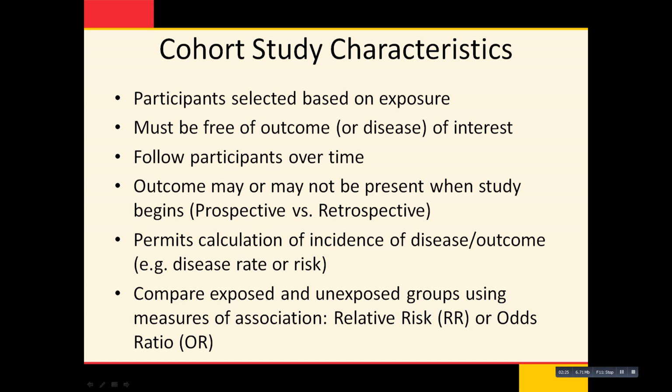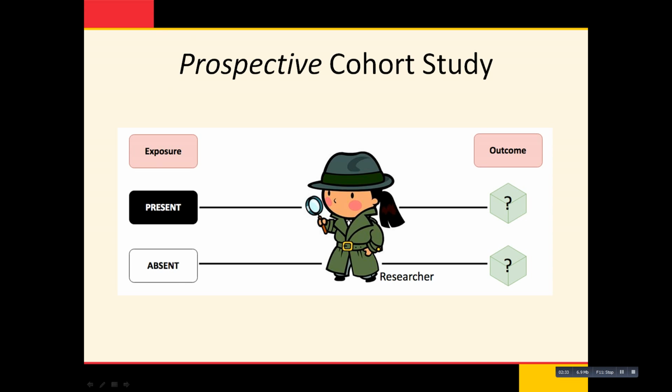So let's talk about the timing of cohort studies. Prospective means to look forward in time. When the investigator gets involved in the study, participants are classified according to their exposure, whether it's present or absent, and then the investigator follows those people over time to see when they develop the outcome of interest. So at the time the researcher gets involved for a prospective cohort study, the exposure is known, but the outcome is unknown.